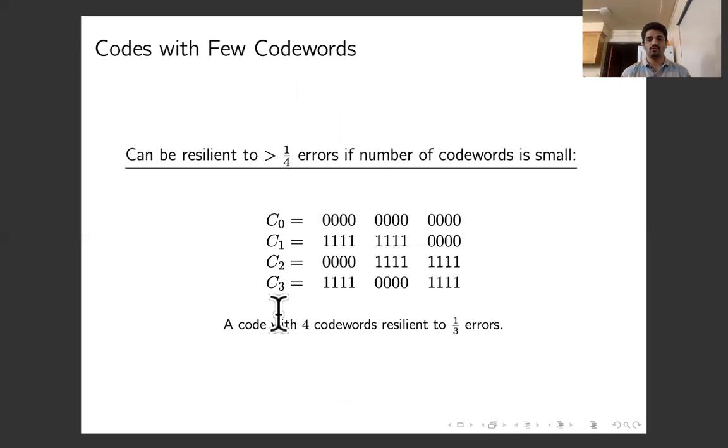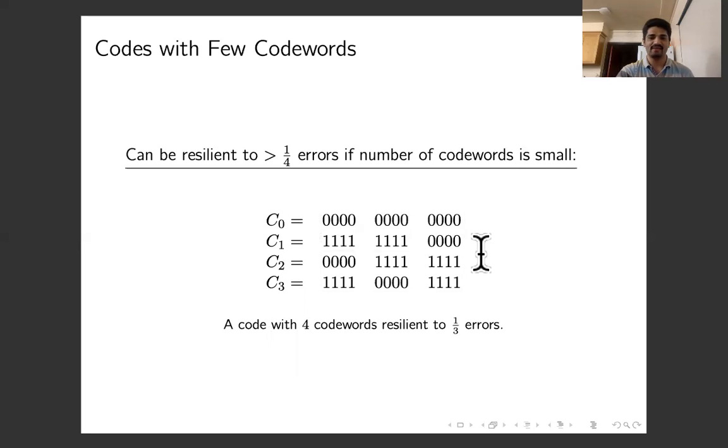And the fact that the code words are so small in number allows the code to have error resilience larger than 1/4. In this case, our code has an error resilience of 1/3, which means that the distance, the Hamming distance between any 2 code words is 2/3, or in this case, 2/3 of 12, which is 8.